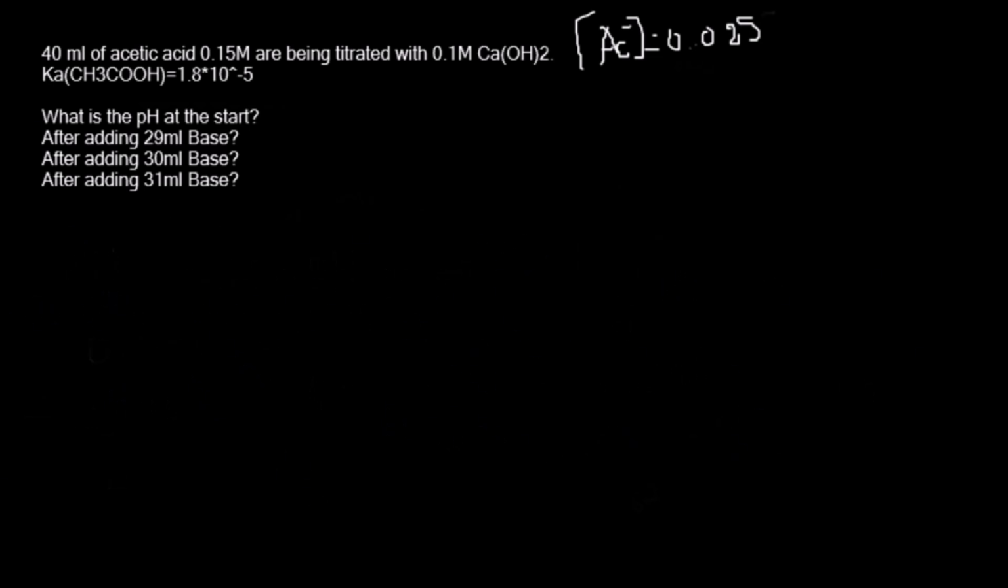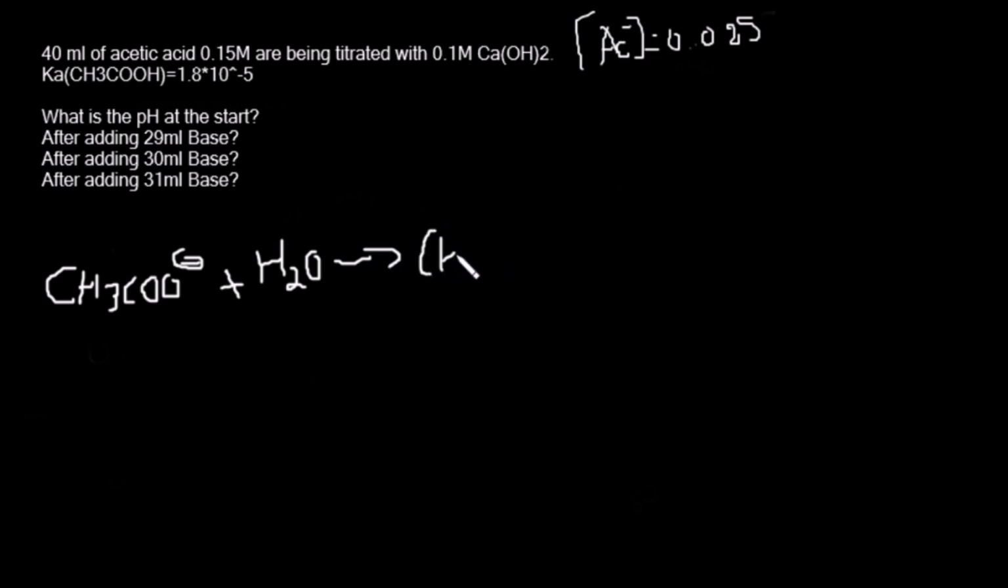So the acetate is going to react with water by a reaction called hydrolysis. Let's just write it down. CH3COO minus, it's a basic salt. It's going to react with water to give us CH3COOH plus OH minus. What matters to us, of course, is the strong base, the OH minus.